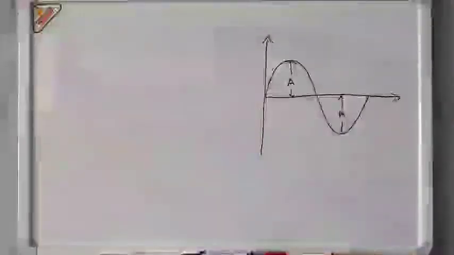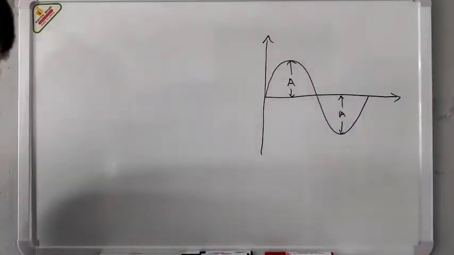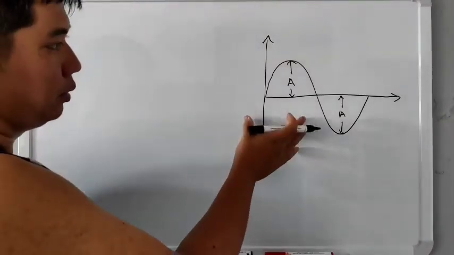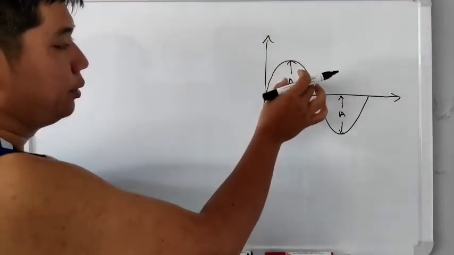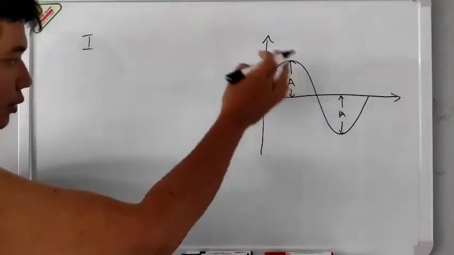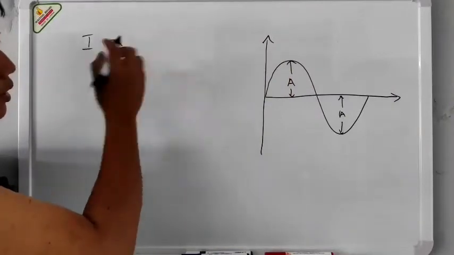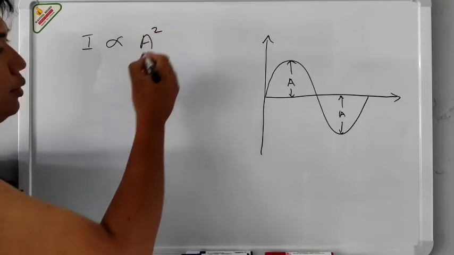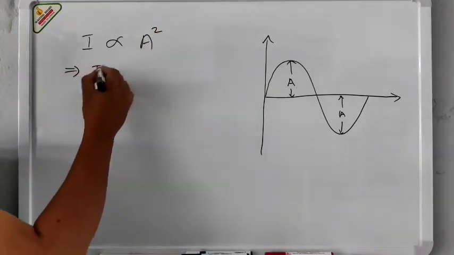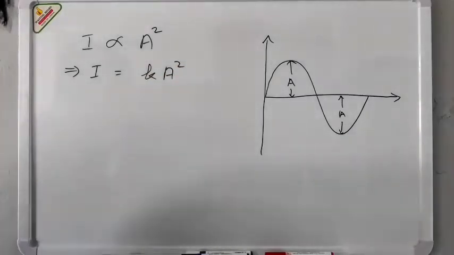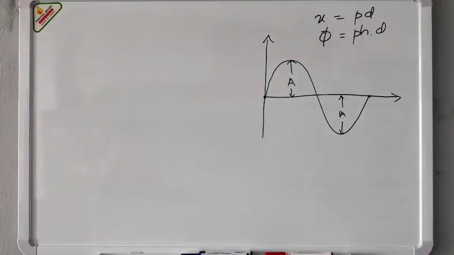Now let me explain some hidden concepts in this topic. Here, the relation between the intensity of light I and the amplitude of the light: the intensity of light is directly proportional to the square of the amplitude, or we can write I equals constant into square of the amplitude. Okay. Now let me explain the relation between the path difference and phase difference.